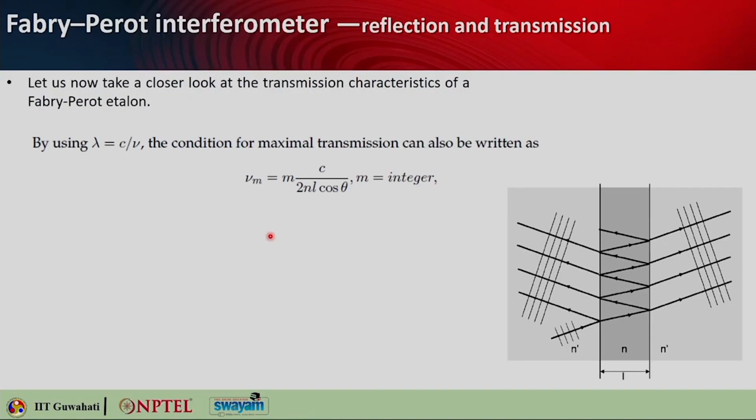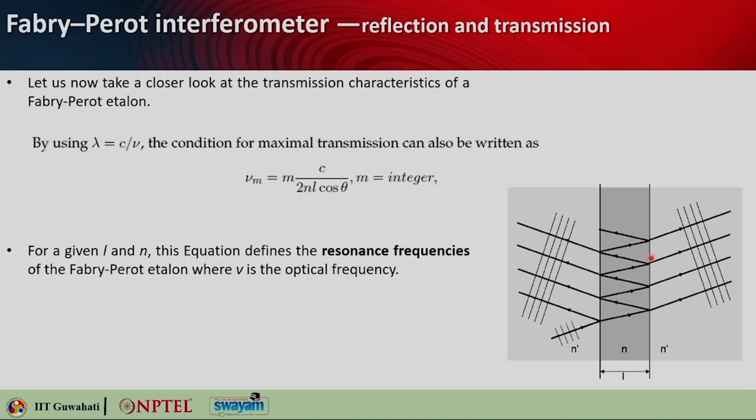These are the conditions, and if you try to relate it to wavelength, lambda is nothing but c by f or c by nu. So you can find out the condition for maximal transmission as nu m, m is an integer, nu or f, it is fine. It will be c over 2 n L cos theta. This will tell you that the choice of theta, n and L will tell you which frequency will be let out of this particular interferometer.